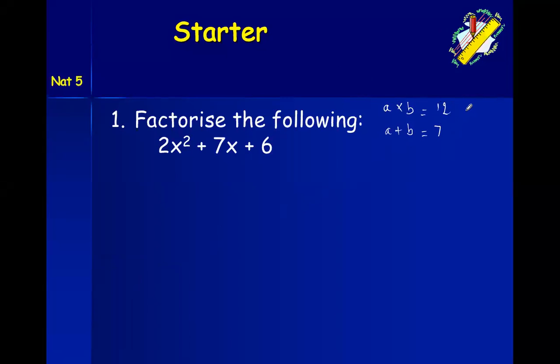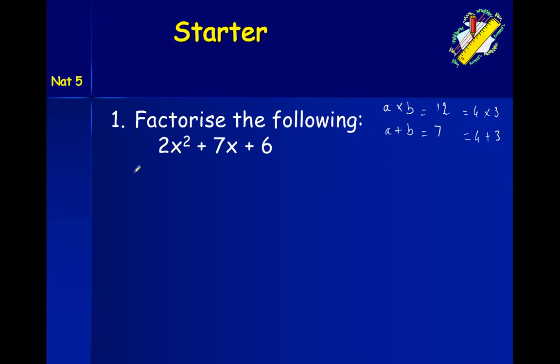So straight away, to get a 7, I need an odd and an even number. So that can just be 4 times 3, and that is just 4 plus 3. So those two numbers work fine for me. So the trick here, because here we've got a number in front of x squared, we are going to rearrange 7x using the two numbers that we found.